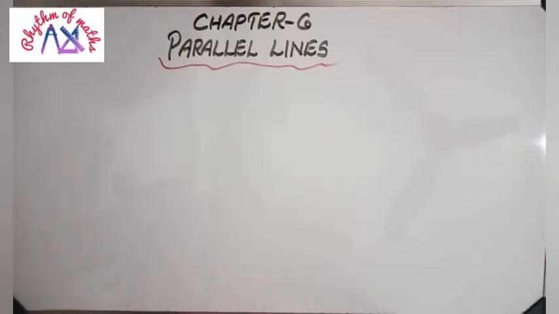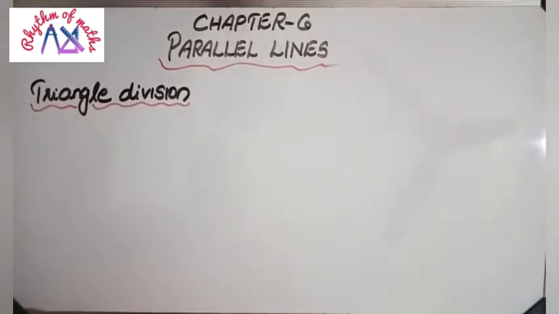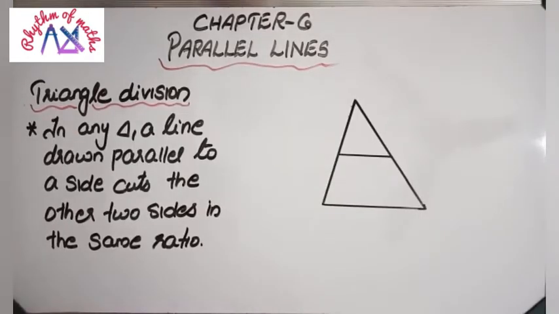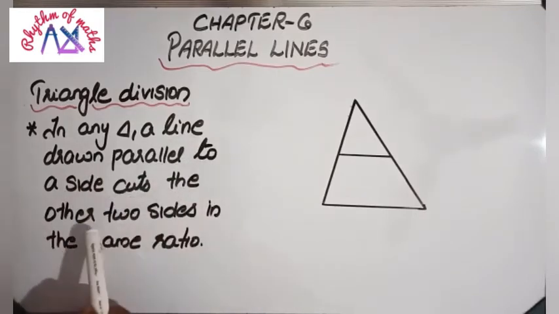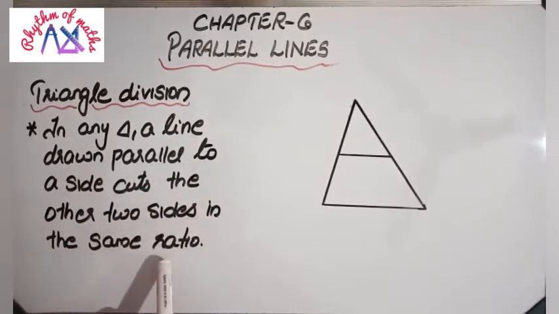Now our next subheading, first section over. Now the next subheading is triangle division. Here in this section you have to learn four concepts. Four concepts you have to learn, then only you can solve theorems or proof questions. So the first one is, in any triangle, a line drawn parallel to a side cuts the other two sides in the same ratio. This is the first one.